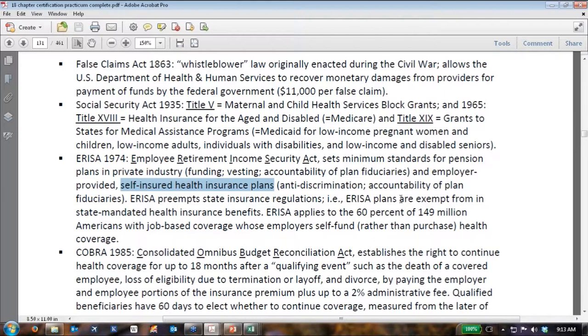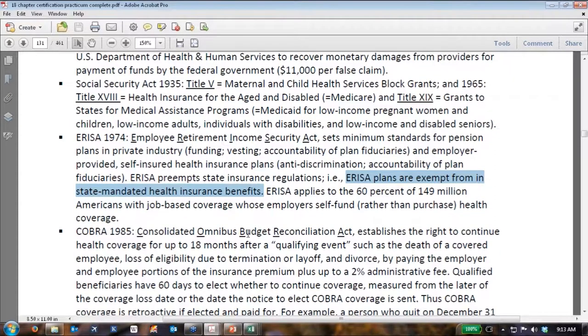It essentially exempts those plans from state-mandated insurance benefits. Health insurance is regulated at the state level, except for these ERISA plans, these employer-sponsored healthcare plans, of which there are a lot. You see the numbers here, how many Americans have those kinds of plans. So that's the only thing you really need to know about ERISA. You don't need to know about the pension regulations associated with ERISA.